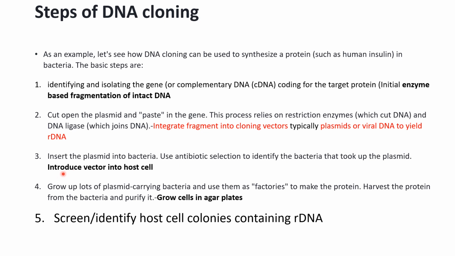Then, number 4, you grow up lots of plasmid. How are we growing lots of plasmid? As you culture the bacteria, they begin to replicate. As they replicate, they make copies or clones of your plasmid, giving you many copies of your DNA of interest. So you grow up loads of plasmid-carrying bacteria and use them as factories to make proteins. Then you can harvest the protein from the bacteria and purify it.